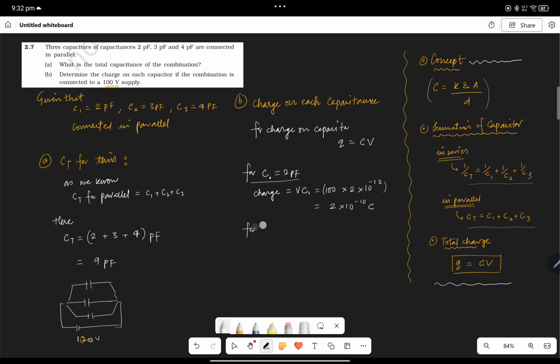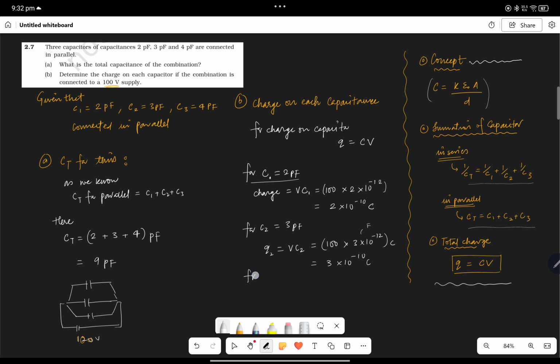For capacitor 2, similarly 3 picofarad, the charge Q2 is equal to V into C2, right? So 100 into 3 into 10 to the power minus 12 coulomb, that is all in SI unit. I have taken this in SI unit, not in picofarad, right? So that is going to be 3 into 10 to the power minus 10 coulomb.